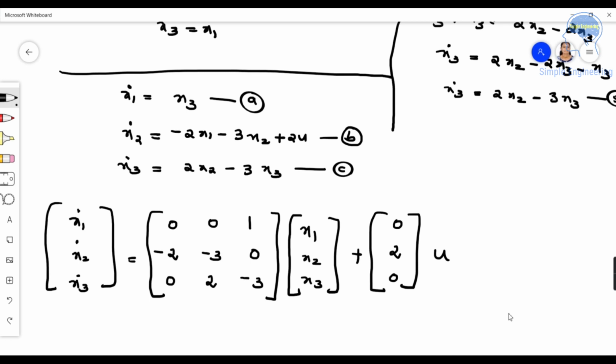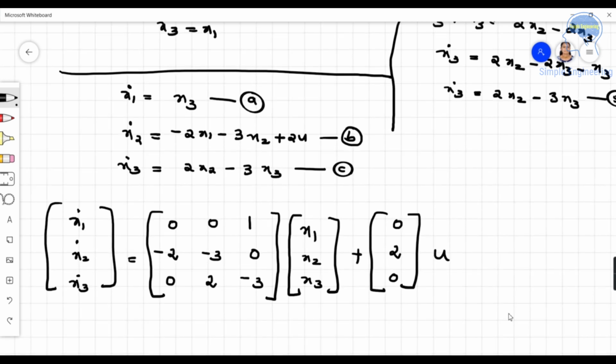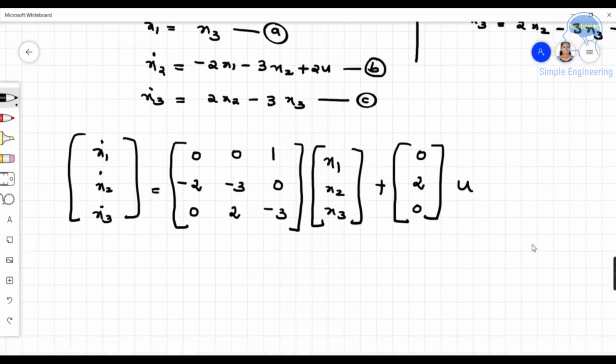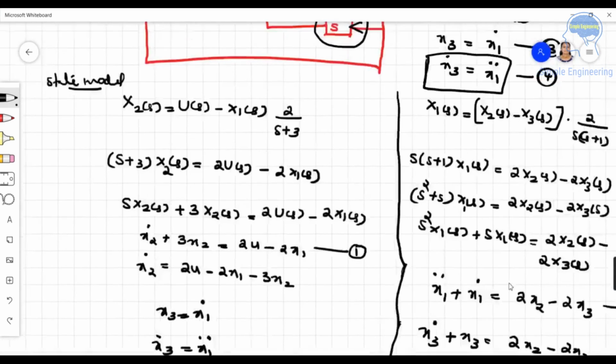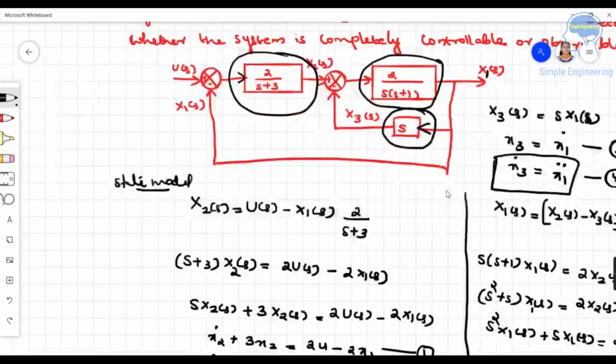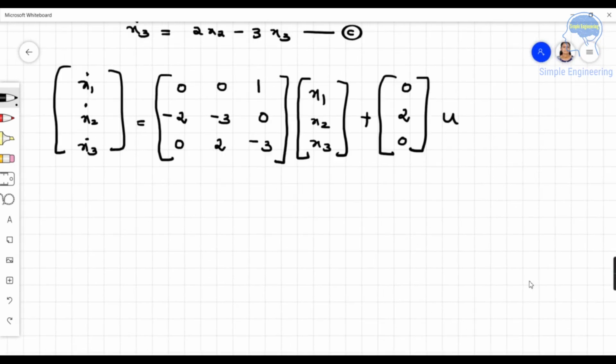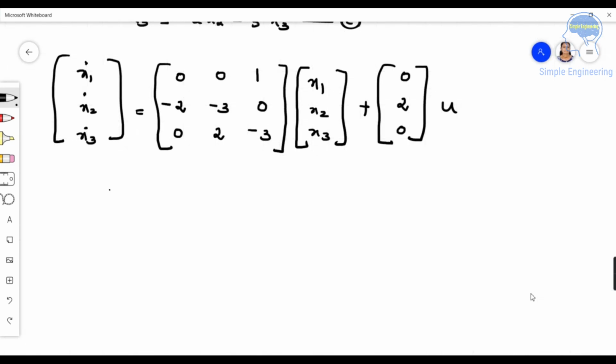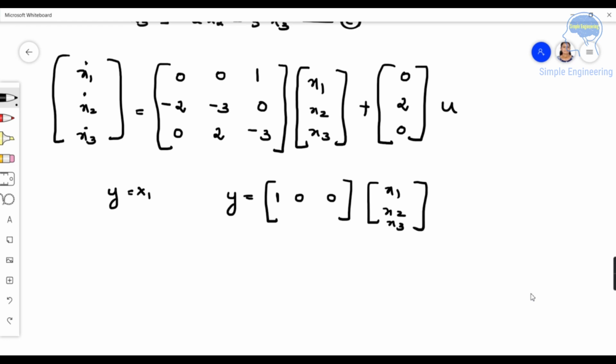Then we have to find the output equation. So output equation means y is equal to x1. Here in the figure we have X1(s) as our output, which means y is equal to x1. So we can write it as y is equal to, in matrix form, the x1 term is there, x2 and x3 are not there, into x1, x2, x3. So this is the state model we have got.